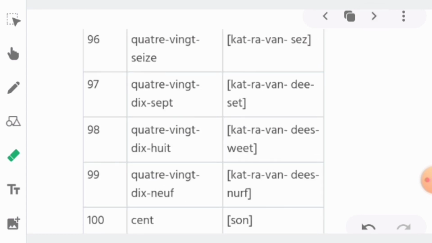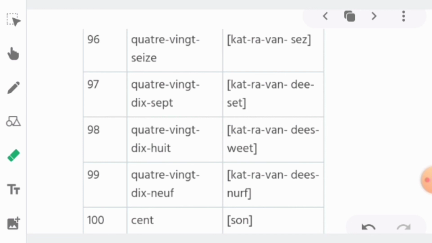Now for 96 it will be 96. Okay, QUATREVINGT for 80 and SEIZE for 16. Now for 97 it will be 80 plus 17. So 97. Okay, for 17 we use DIX-SEPT, so 97.